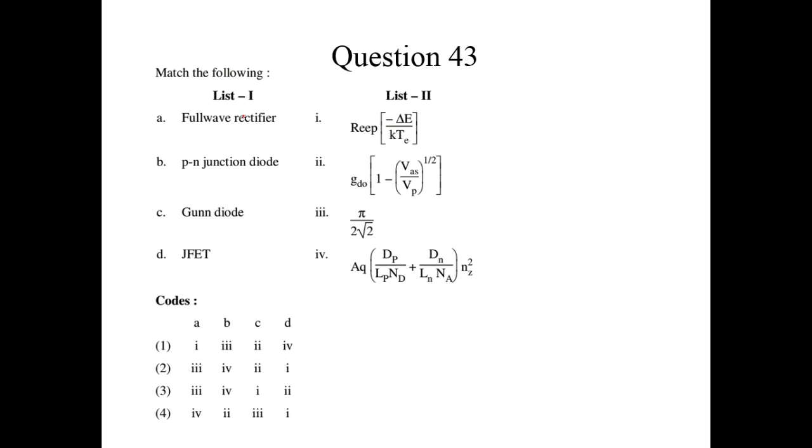Now here in list 1, the electronic circuitry is given, and in list 2 their corresponding expressions are given. So for full wave rectifier, it is pi upon 2 root 2. PN junction diode is q dp upon lp nd plus dn upon ln n square. For Gunn diode it is exp minus delta E upon KT naught, and for JFET the expression is given here. So correct sequence is 3, 4, 1, 2. Third one is the correct answer.